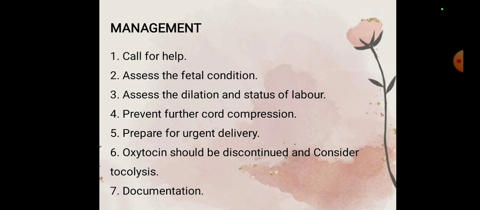Prevent further cord compression by elevating the presenting part. Prepare for urgent delivery, either cesarean section or vaginal delivery, whichever is fastest. Oxytocin should be discontinued and consider tocolysis, which are drugs that inhibit uterine contraction. After any emergency, don't forget documentation.